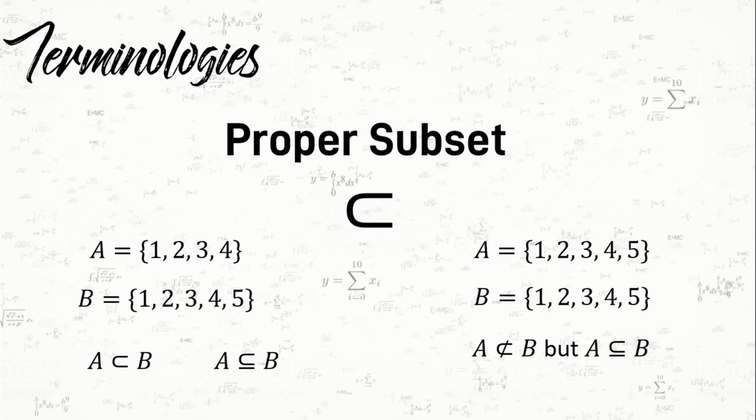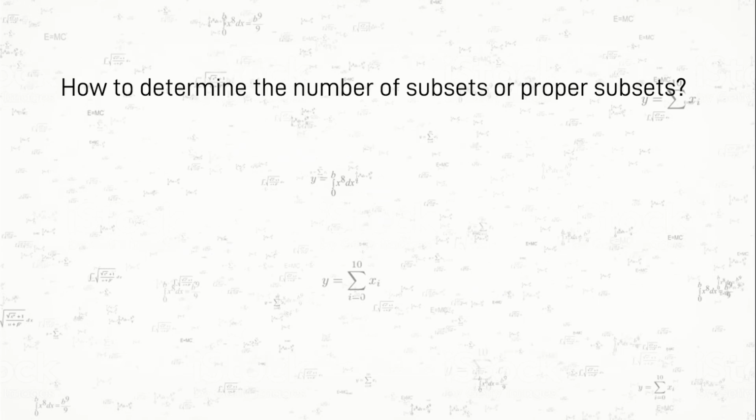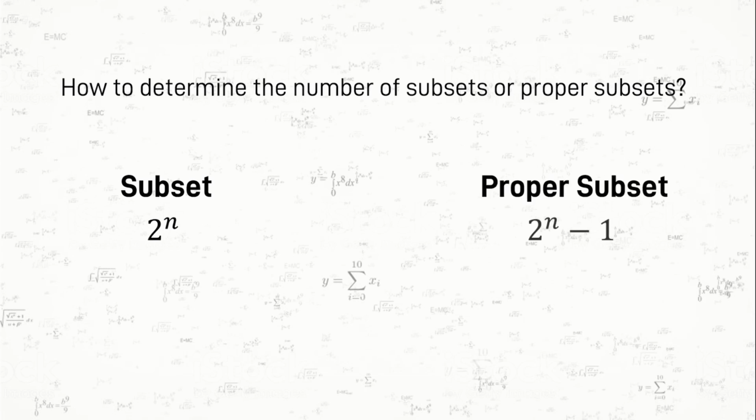Any questions? How are we going to determine the number of subsets or proper subsets? Well, we can use these formulas. For the subset, we're going to use 2 raised to n. For the proper subset, you will use 2 raised to n minus 1, where n is the number of elements. Why is there a need to subtract 1 to get the number of proper subsets in a given set? That is because we are excluding a set which contains exactly all the elements of one set to another set.